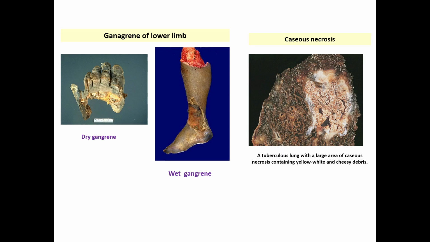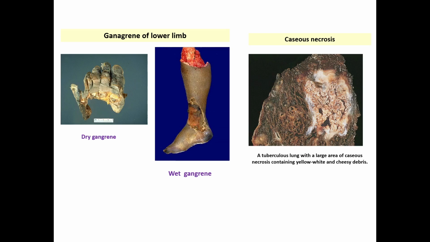This is the gross appearance of two types, gangrenous necrosis and caseous necrosis. On the left side we have the gangrene of the lower limb. You notice at the left side it is dry gangrene, which is coagulative necrosis involving multiple layers, and wet gangrene, which is coagulative necrosis involving the lower extremities of multiple layers with superimposed infection.